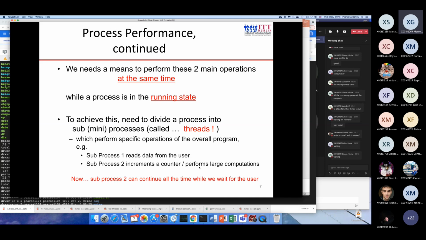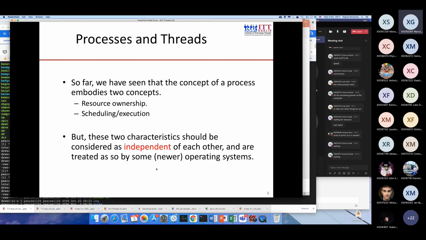Okay? So I've multi-threaded my process. I can now do the two things at the same time. If I don't thread it, while I'm waiting for stuff from the user, my process, which only has one state, will be in waiting, so I can't do this. Whereas if I multi-thread it, I can. Okay? That's what's important.